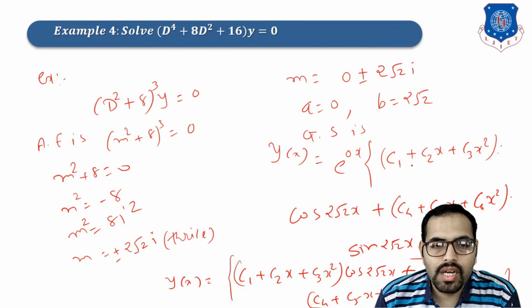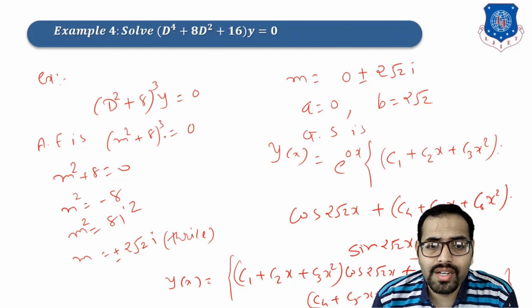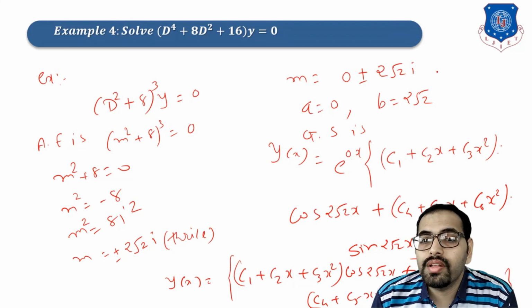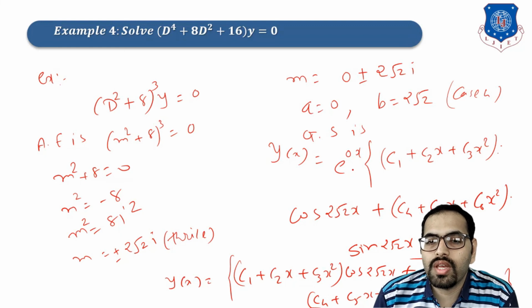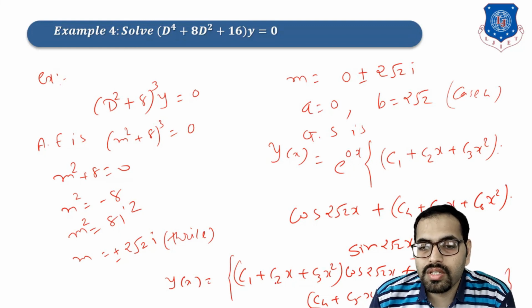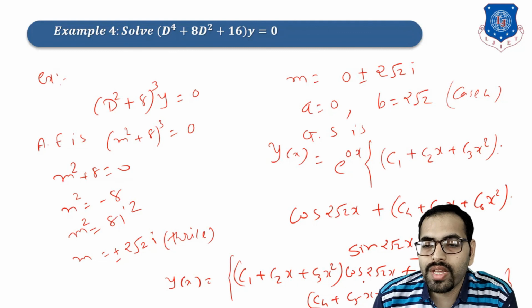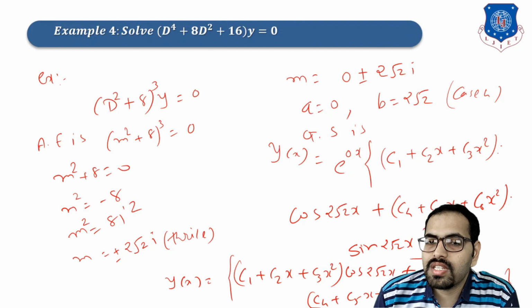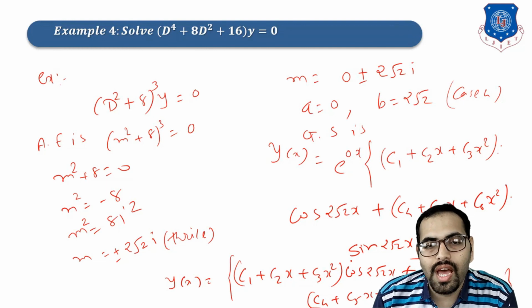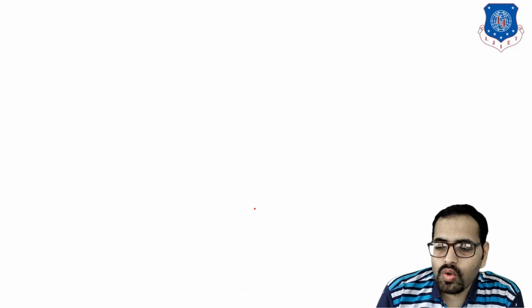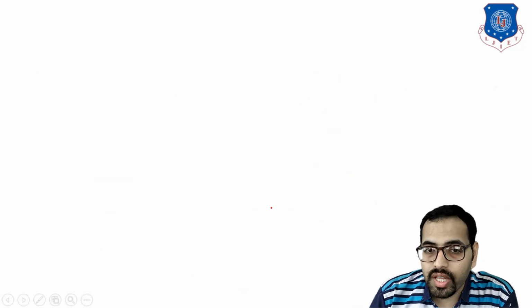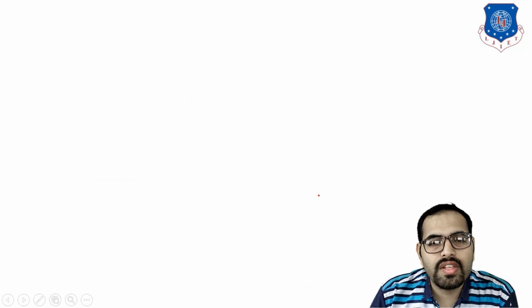Understood? Here our factors are complex and repeated. Then we use case 4, where e raised to 0 has value 1. Then it becomes c1 plus c2x plus c3x square cos 2 root 2x plus c4 plus c5x plus c6x square sin 2 root 2x, where c1, c2, c3, c4, c5, c6 are arbitrary constants. This is all about the topic of the homogeneous ordinary linear differential equation, case 3 and case 4.